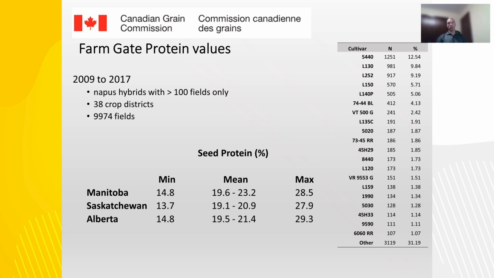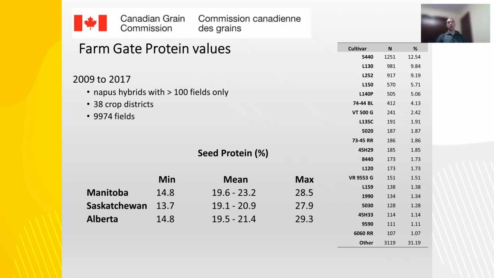Seed protein values at the bottom are listed. The ranges are quite wide. The minimums in Manitoba, Saskatchewan, and Alberta are relatively similar, and they're quite low, which tends to indicate that there's an adverse weather event. Early frost may have caused that. Maximums are close to 30%.